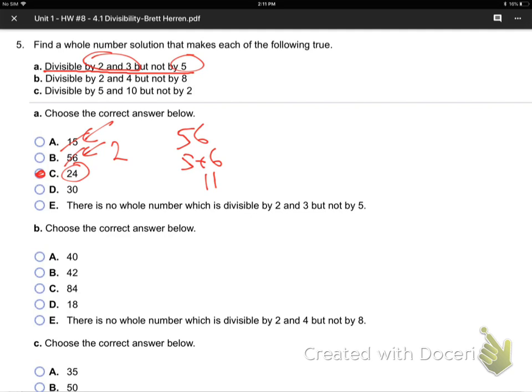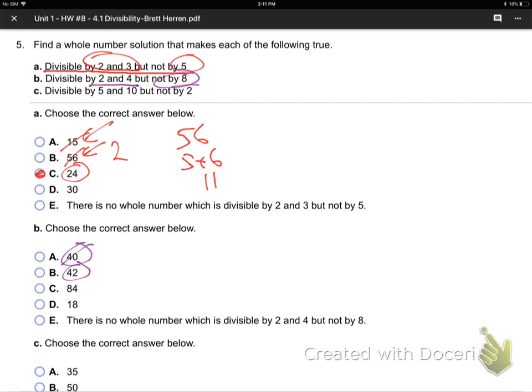We'll try B. Part B says, find a number that's divisible by 2 and 4, but not 8. How about 40? Do 2 and 4 go in? Yeah. Does 8 go in? Yeah, 8 goes in there too. 5 times 8 is 40. So it's supposed to not be 8, so not 40. How about 42? Do 2 and 4 go in? I don't think 4 goes in. If you divide, 4 doesn't go in there, right? Because 4 goes into 40.